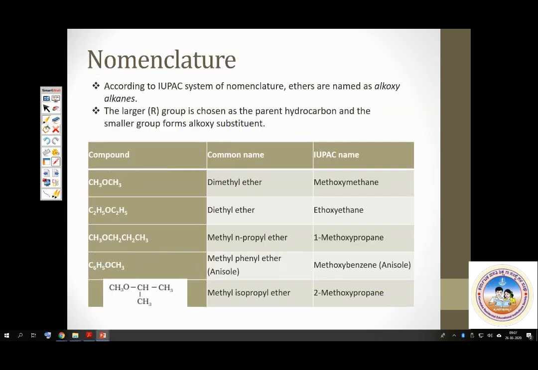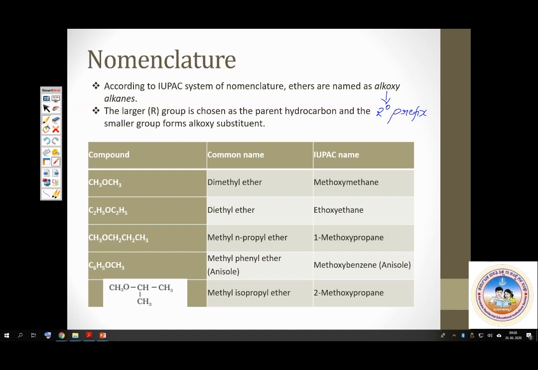Next. Nomenclature. How are ethers named? How to name ethers under IUPAC system? Under common system, you call them alkyl ethers. List the alkyl groups in alphabetical order, then follow it up with the word ether. Okay, that's how you name it under common system. Under IUPAC system, ethers are treated as substituents, and the prefix for that is alkoxy. This is the secondary prefix for naming ethers. Okay. So you need to use the term alkoxy.